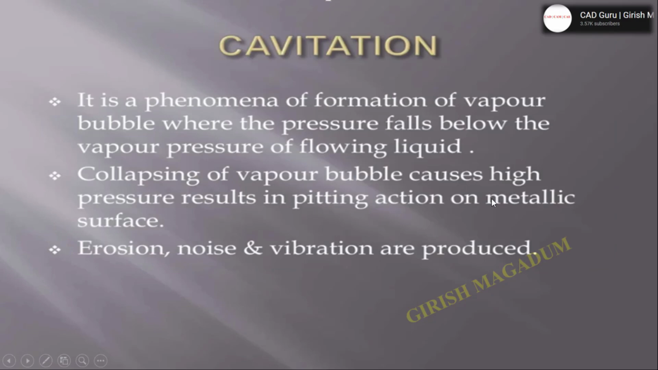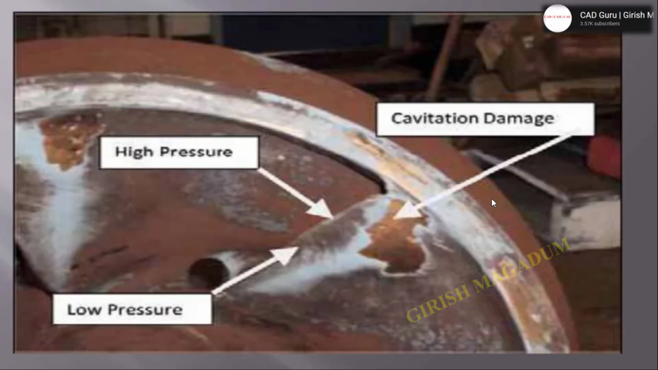Now a very important factor, cavitation. Why does cavitation happen and what exactly is cavitation? It is the phenomenon of formation of vapor bubbles where the pressure falls below the vapor pressure of the flowing liquid. Due to that, the vapor bubbles cause high pressure, resulting in a pitting action on the metallic surface, erosion we can say. So due to this cavitation, noise, vibration and even erosion will be produced.